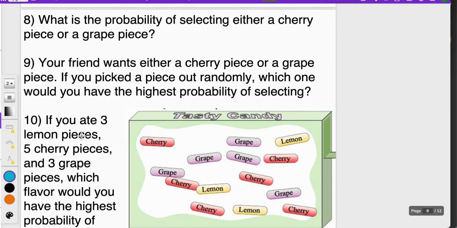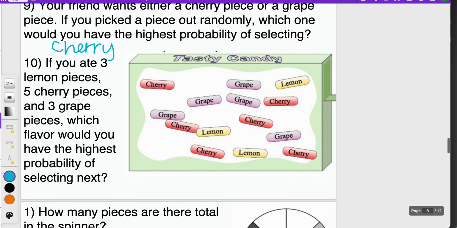What is the probability of selecting a cherry or a grape? So that means we're going to add cherry and grape together. So again, cherry was 6 and grape was 5, so that is 11 out of 14. Or we can just go back and count the cherries and the grapes. Your friend either wants a cherry piece or a grape piece. If you picked a piece out randomly, which one would you have the highest probability of selecting? Again, for number 9, this one would be cherry because there's more cherries than there are grapes.